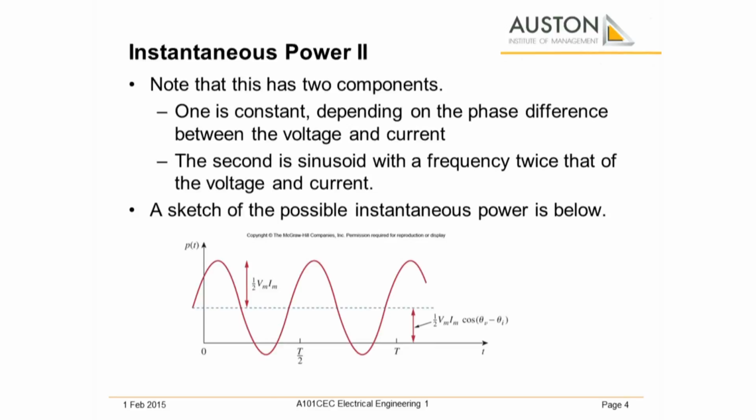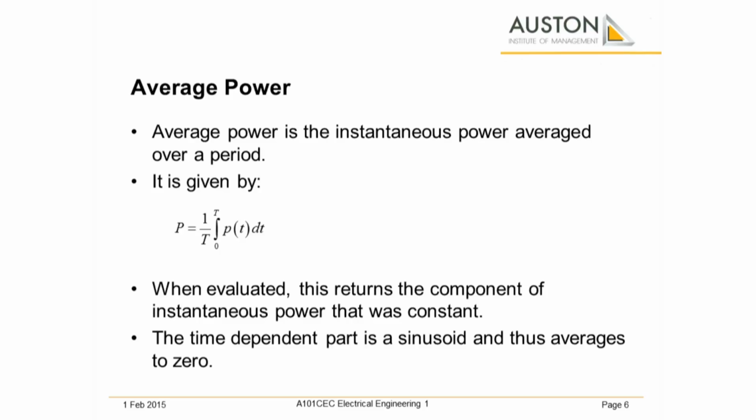Instantaneous power has two components. The first one is constant, which depends on the phase difference between the voltage and current. The second is a sinusoid with a frequency that is twice that of the voltage and current. The given figure in this slide shows the possible instantaneous power.